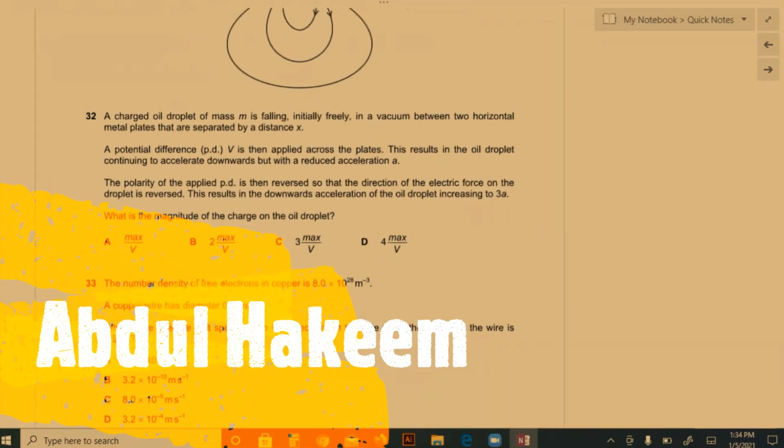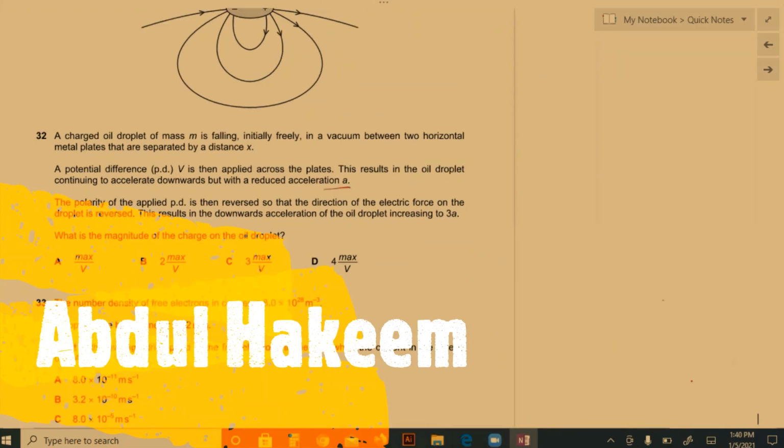Now move to number 32. A charged oil drop of mass M has a potential difference applied across it. The result is that the oil drop continues to accelerate downward, but with reduced acceleration. So these are the two plates. Weight is acting down and electric force is up. So it is accelerating downward, which means the weight is greater than the electric force. So we can write weight minus upward electric force is equal to ma.